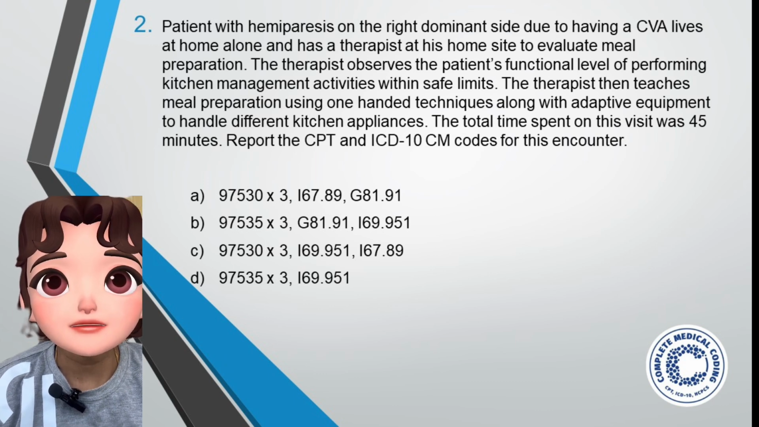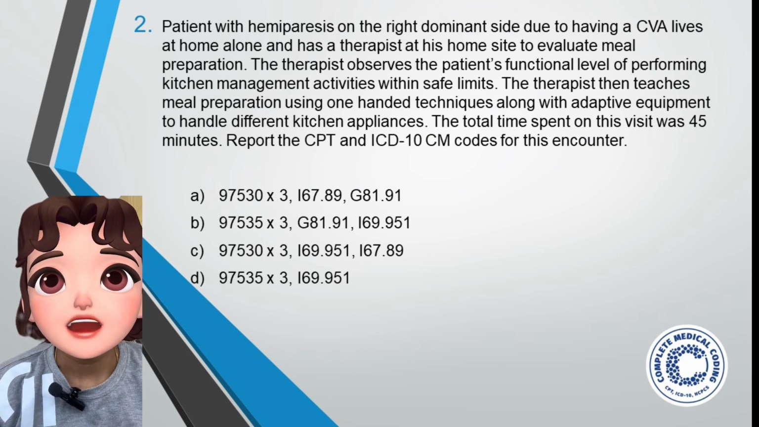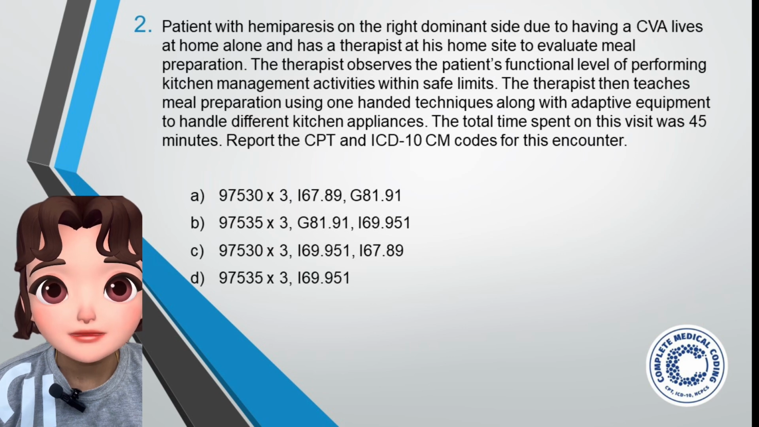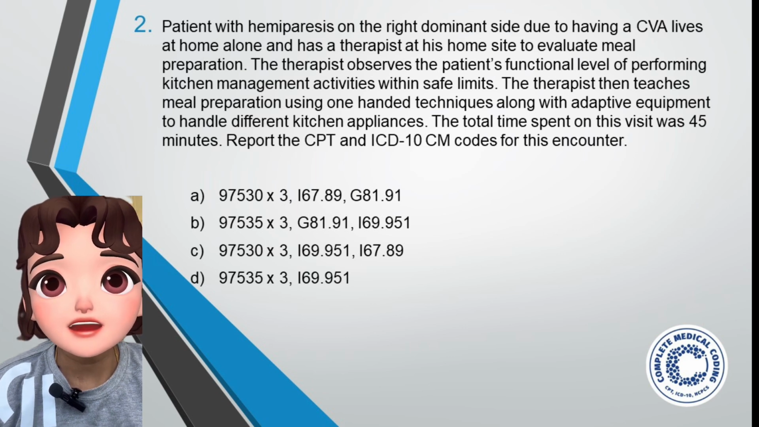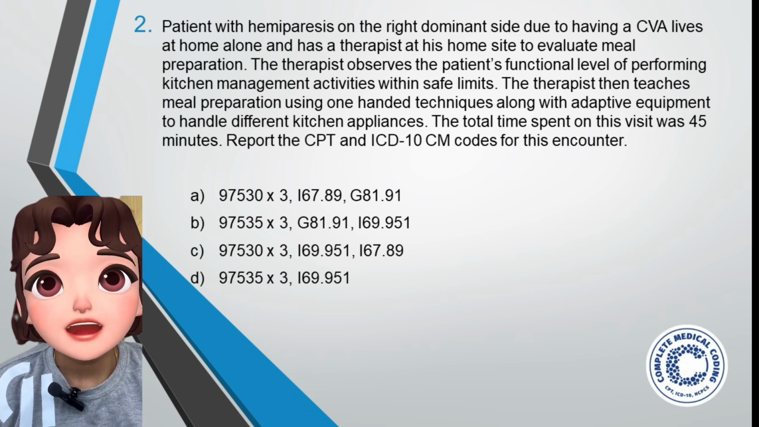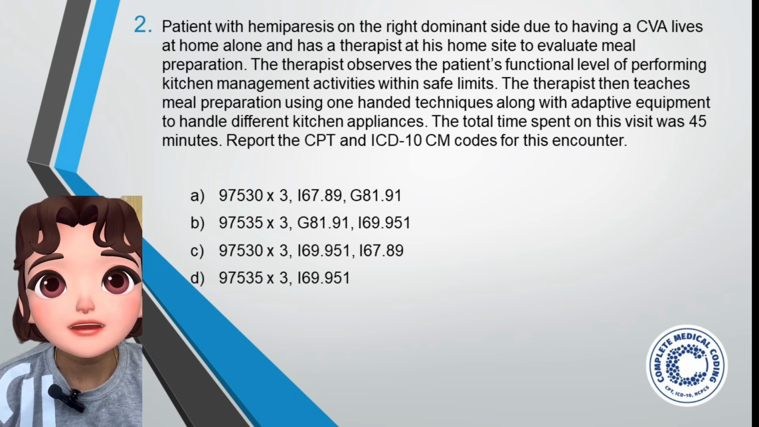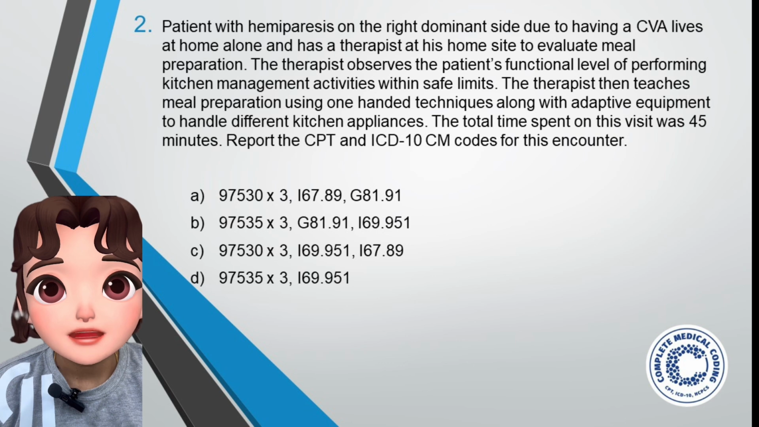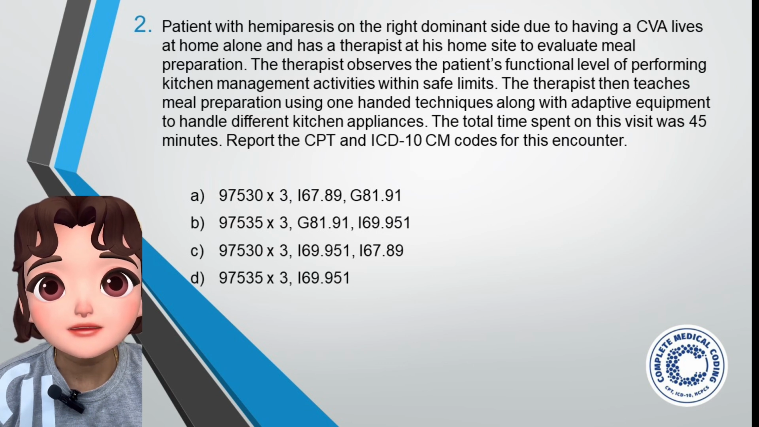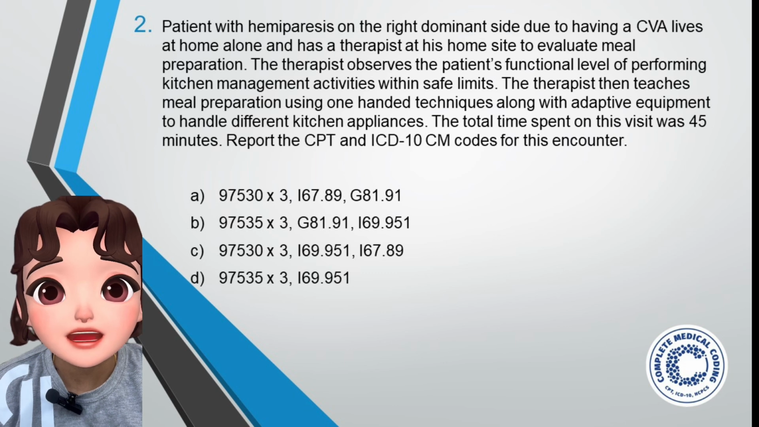Patient with hemiparesis on the right dominant side due to having a CVA lives at home alone and has a therapist at his home site to evaluate meal preparation. The therapist observes the patient's functional level of performing kitchen management activities within safe limits. The therapist then teaches meal preparation using one-handed techniques along with adaptive equipment to handle different kitchen appliances. The total time spent on this visit was 45 minutes. Report the CPT and ICD-10-CM codes for this encounter.